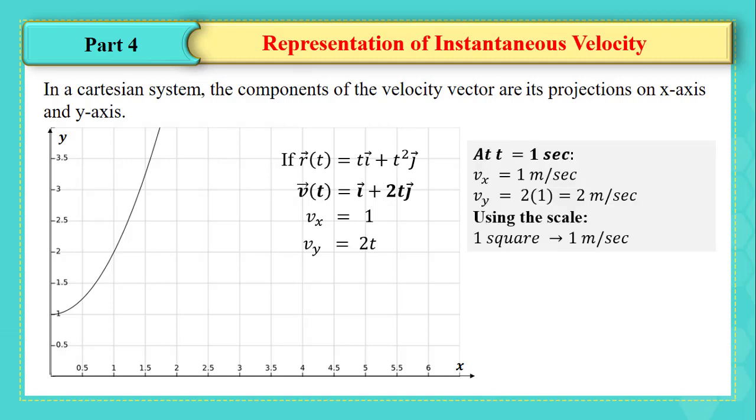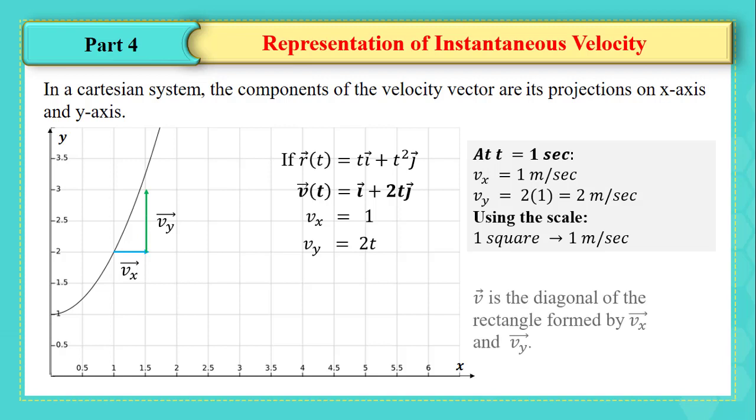If we want to represent the instantaneous velocity vector at time t equal to 1 second, then first of all we have to find the magnitude of its components. Vx is equal to 1 meter per second and Vy is equal to 2 times 1, which is equal to 2 meters per second. We use the scale 1 square corresponds to 1 meter per second in order to draw Vx and Vy. This is Vx and this is Vy, and then in order to draw the instantaneous velocity vector at this instant, we have to notice that it is the diagonal of the rectangle formed by Vx and Vy.